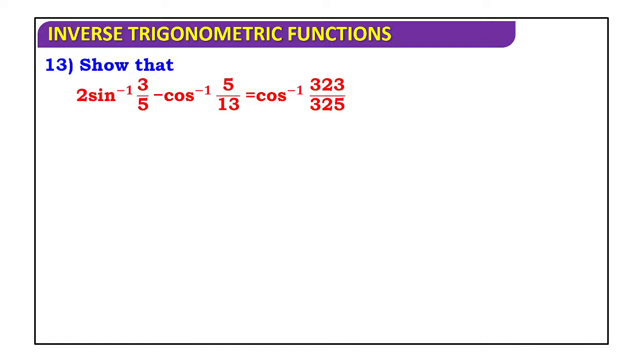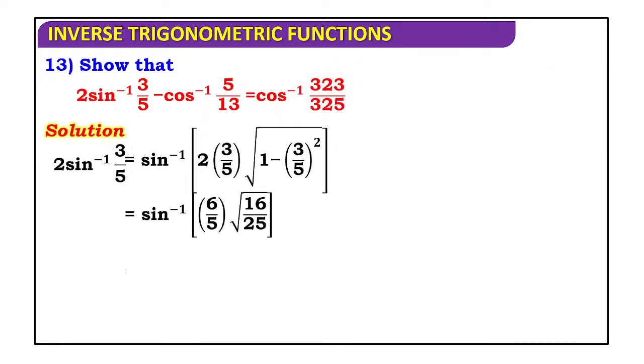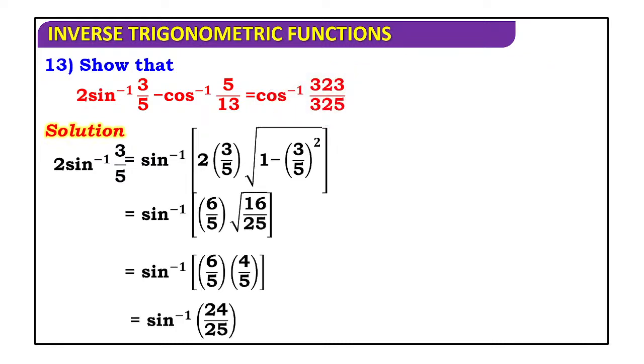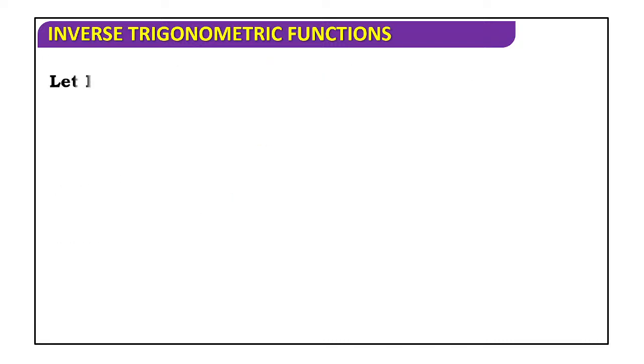Okay, stop writing. Just see how the question is solved with the help of the formula. So 2 sin inverse 3 by 5, I have given you the formula: 2 sin inverse x can be written as sin inverse of 2x into root of 1 minus x square. Now substitute that value. Okay, you get the answer like this: sin inverse of 24 by 25. Now instead of 2 sin inverse 3 by 5, you will take sin inverse of 24 by 25, and this is minus cos inverse of 5 by 13. Then you can proceed further with the previous method, with the help of a triangle. Something like that.